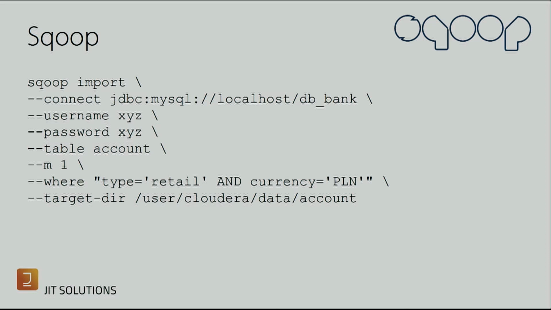So following our example, in order to import something from an external database to Hadoop, we need to invoke the following command. It will be a Sqoop import. We need to provide such parameters as the connection string, username, password, and the name of the table in the database. The -m parameter is the number of mappers that we wish to utilize in our operation. The next parameter is a where clause on which we want to filter our records in the database, which is optional. And the last parameter is the target directory on HDFS to which we want to write our data.